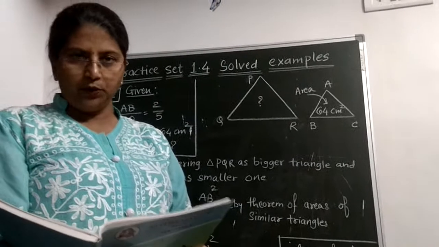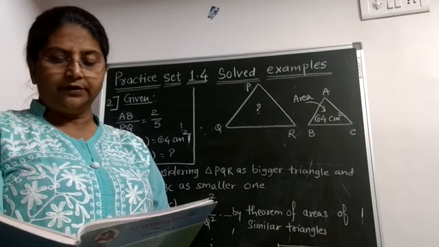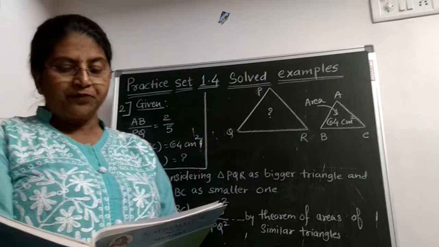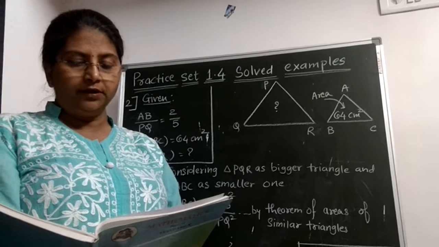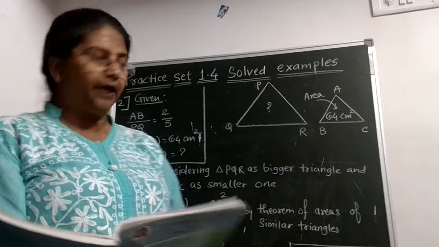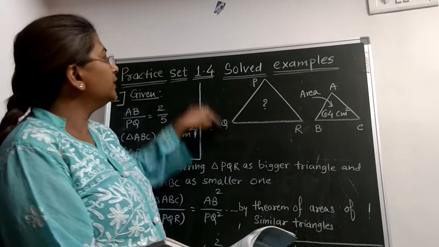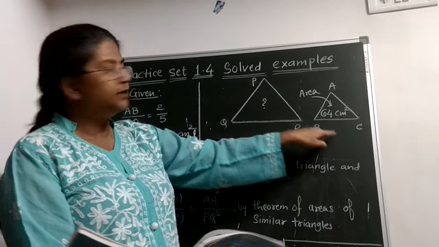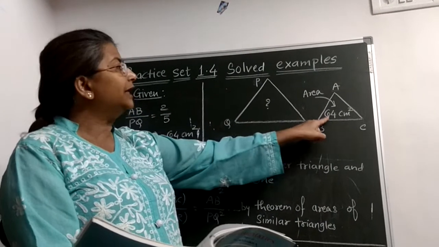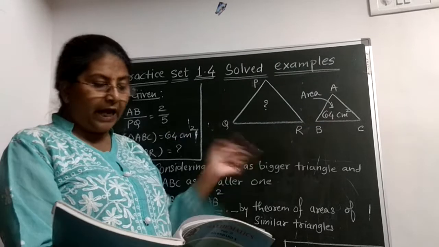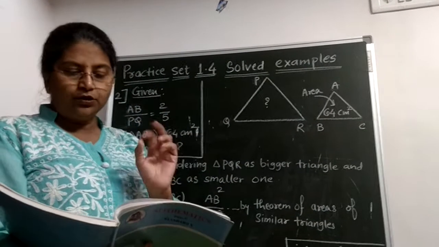Question number 2: the ratio of corresponding sides of two similar triangles is 2 is to 5. If the area of the small triangle is 64 square centimeter, then what is the area of the bigger triangle? Assuming that these two are the triangles where PQR is the bigger triangle and ABC is the smaller triangle. Here they have given the area of the smaller triangle, that is 64 centimeter squares, and the ratio of the corresponding sides of both the triangles is 2 is to 5.